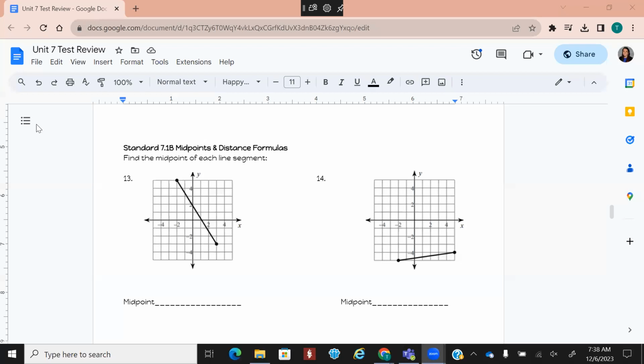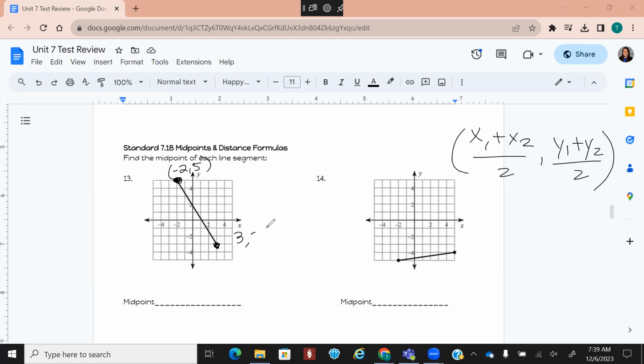So remember, midpoint formula, that's going to be x1 plus x2 divided by 2, comma, y1 plus y2 divided by 2. This is finding the middle of the line segment. So right here, we have 2 points, and you need to find the middle. So this point is -2, 5. This point over here is 3, -3. Everybody good so far?